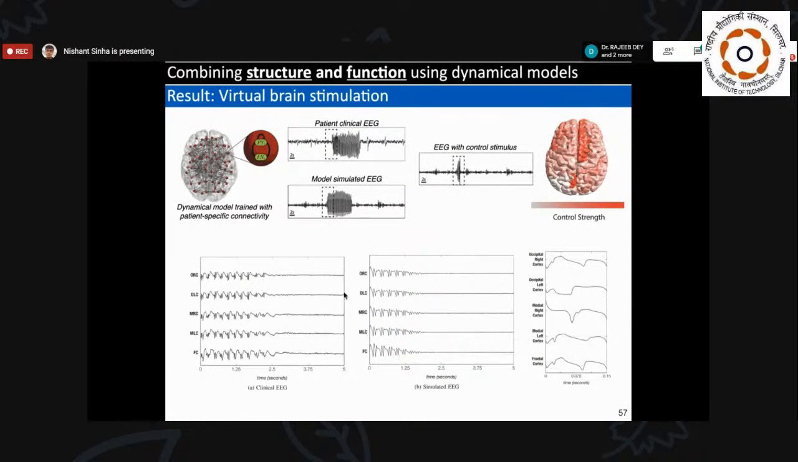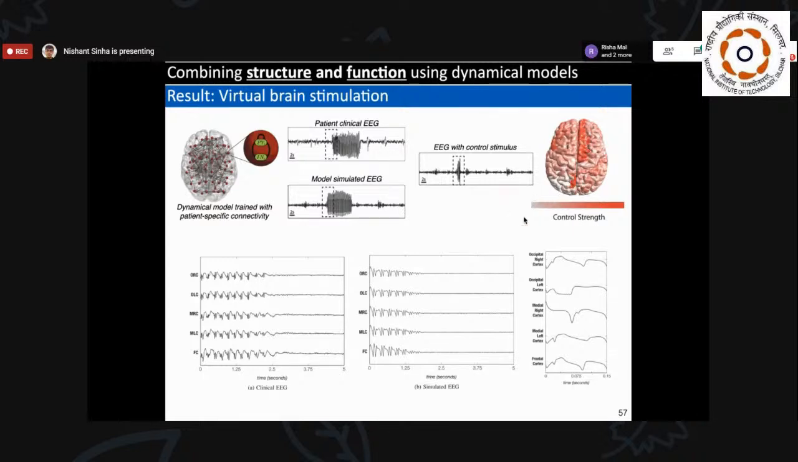We can also use a similar approach to determine optimal brain stimulation protocols. So here we have a clinical EEG of a patient, and this is the model simulated EEG. Once the model parameters are determined, we can design a control stimulus which would stop the seizures from occurring, and we can see how much strength that stimulus has in different parts of the brain. The stimulus required to stop the seizures is not the same everywhere. A stronger stimulus is needed in this area as opposed to this area.